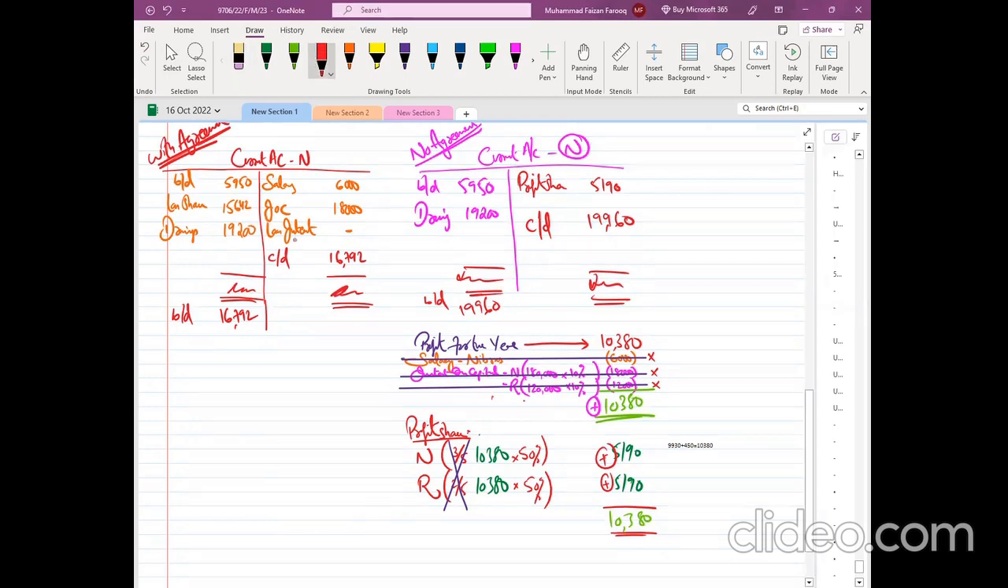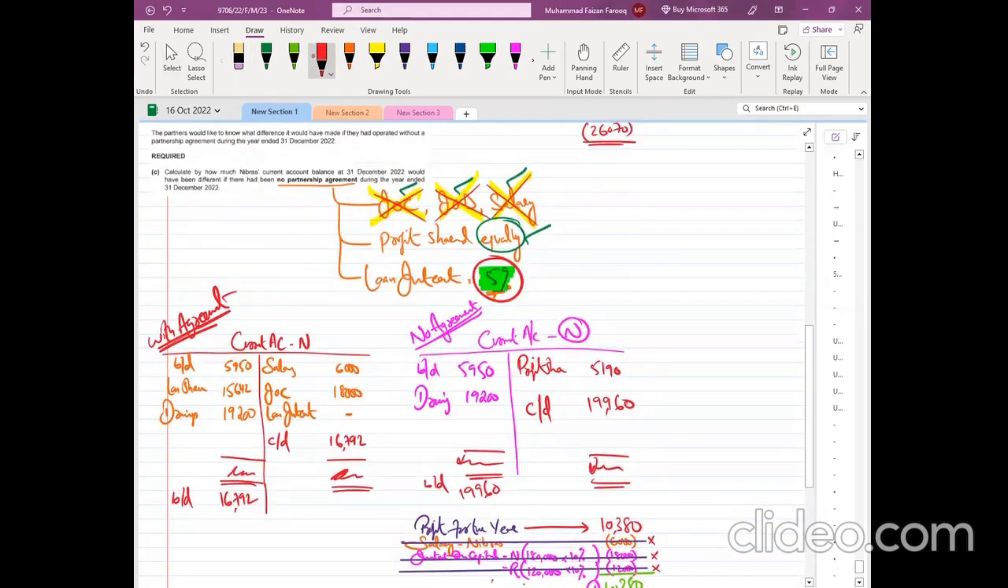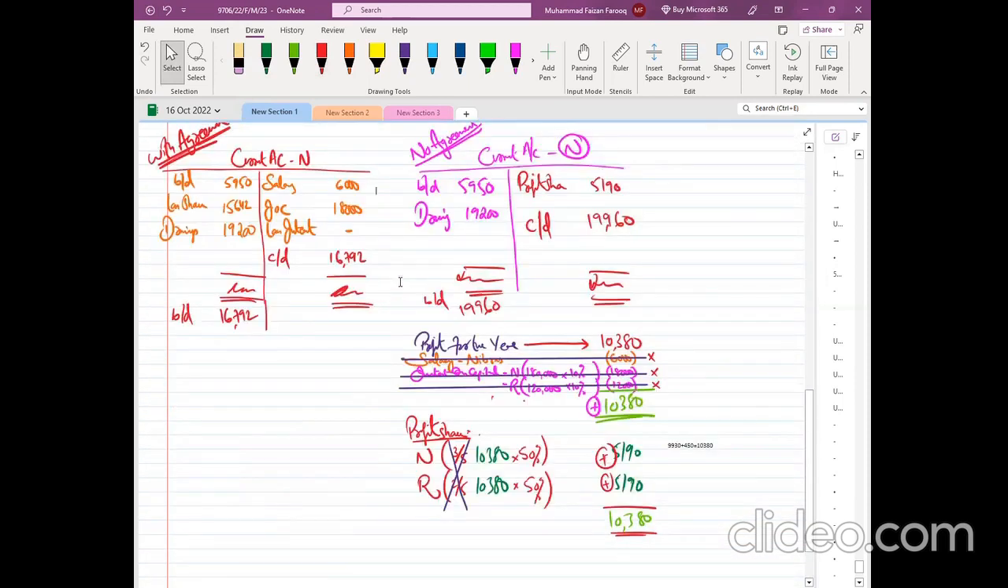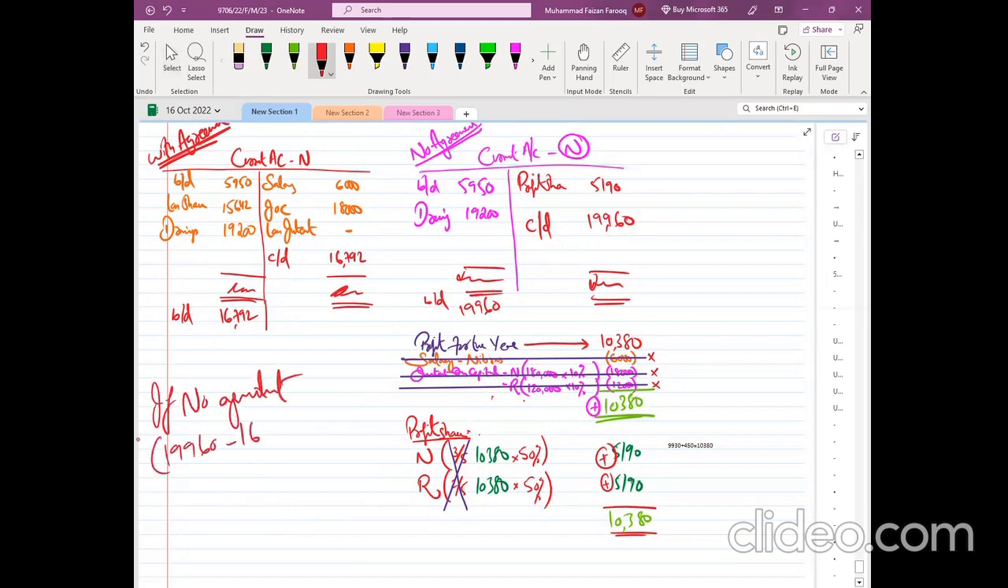Tell me what they ask. They ask how much difference, right? Can you tell me how much is the difference? We have both the CDs, right? Yes. If no agreement, 19960 minus 16792. The difference is 3168.